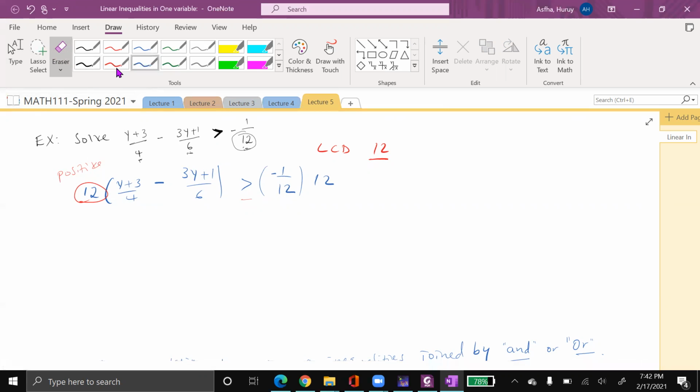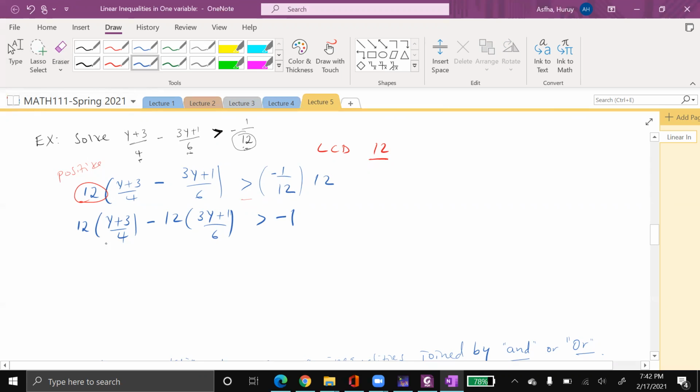Let me write it then. I'm trying to save some time, but I don't want to confuse you at the same time. So let's distribute this one. Greater than, now here we can simplify because this is just negative 1.